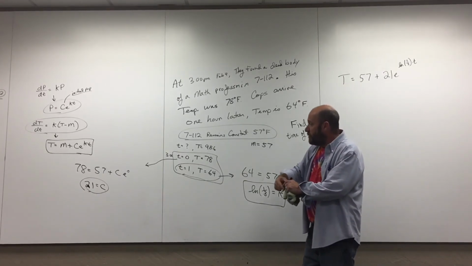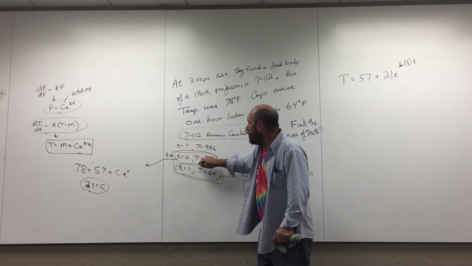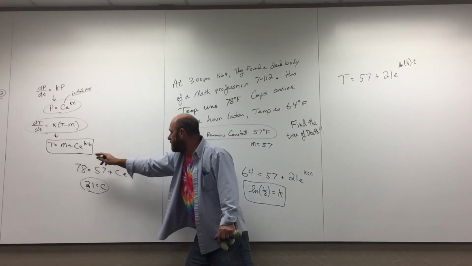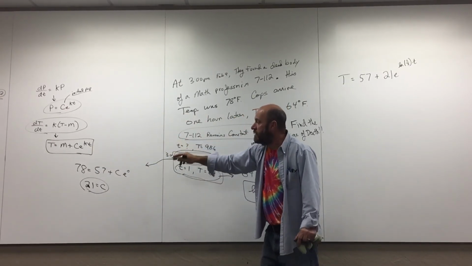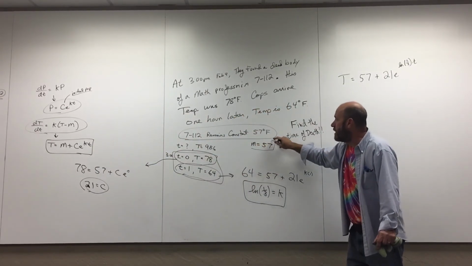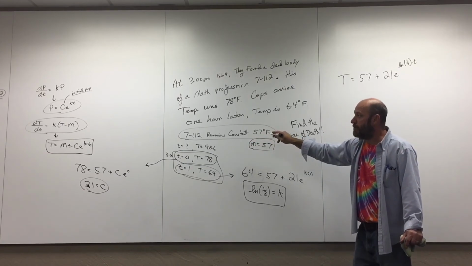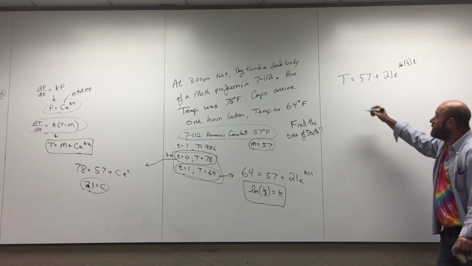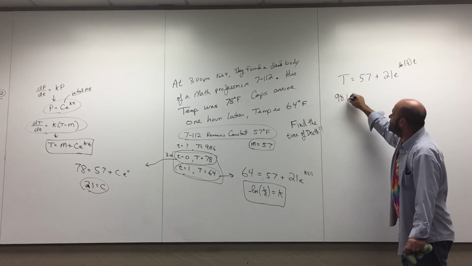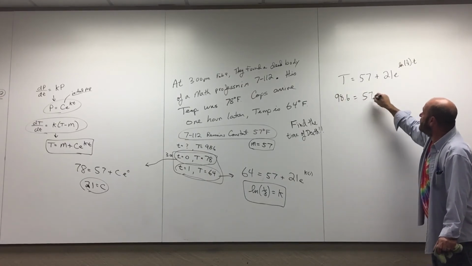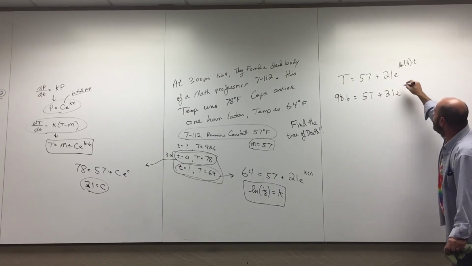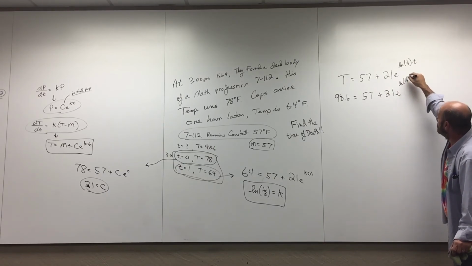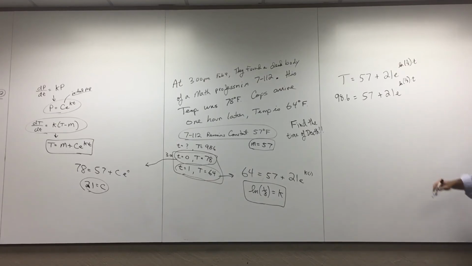These 2 pieces of information helped me with my model. One of them helped me find C. The other piece helped me find K. M was given in the problem. So I got my model. And here I go. 98.6 is his temperature: 57 plus 21 e to the natural log of 1/3 times t. I got to solve for t.